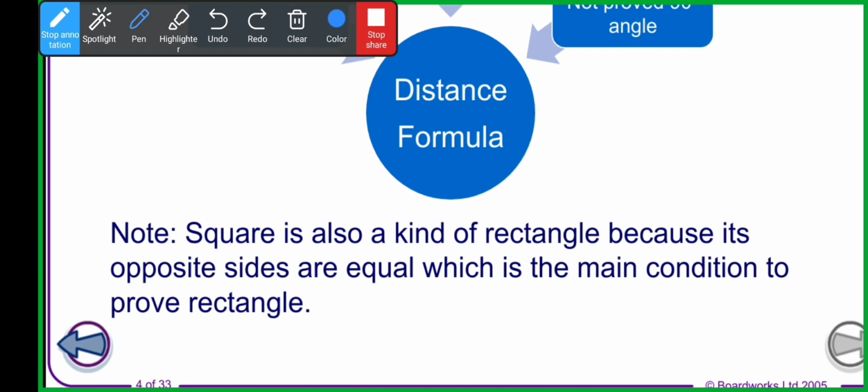Note one more thing, that a square is also a kind of rectangle, because what is the condition of a rectangle? That its opposite sides are same, and the same goes with a square, because in a square opposite sides are same. That's why a square is also a type of rectangle.